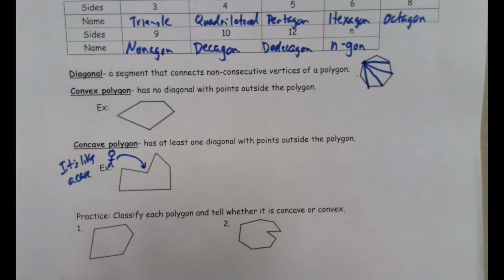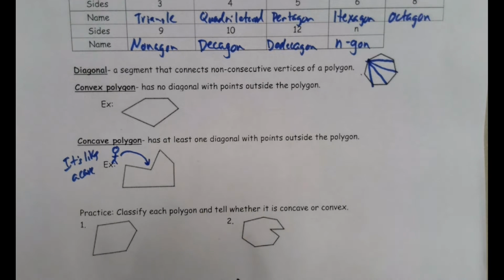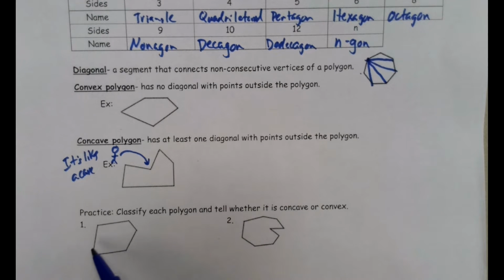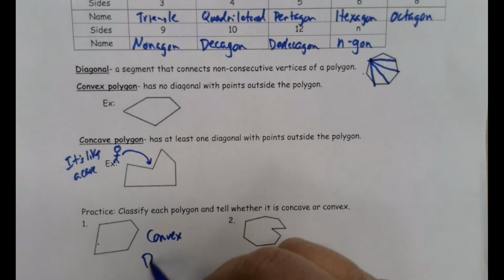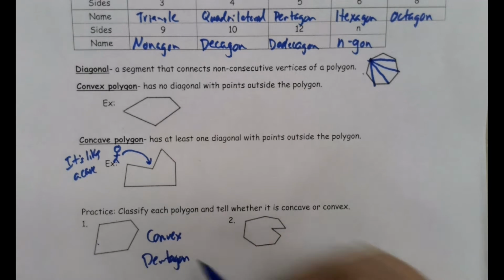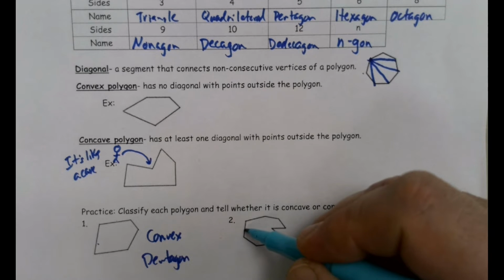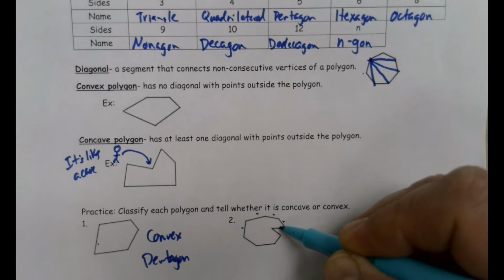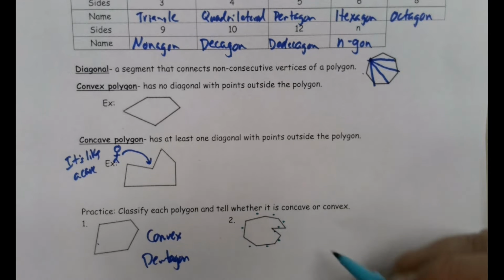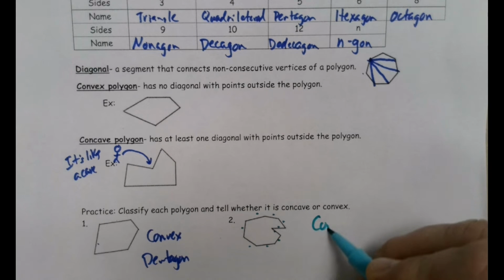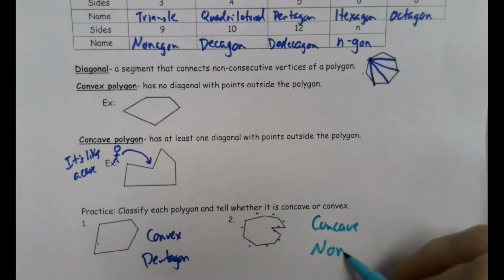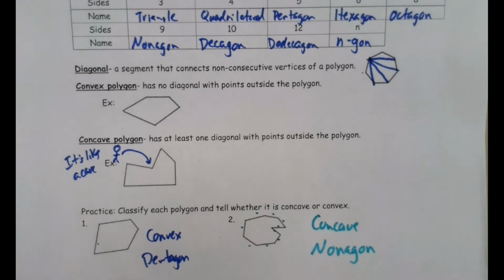Classify each polygon, tell whether it's concave or convex. I look at the number of sides, 1, 2, 3, 4, 5, and it is convex, so I'd say convex pentagon. This one, I got 1, 2, 3, 4, 5, 6, 7, 8, 9, and there's a spot right there which makes it concave. Concave nonagon. All right. Next.